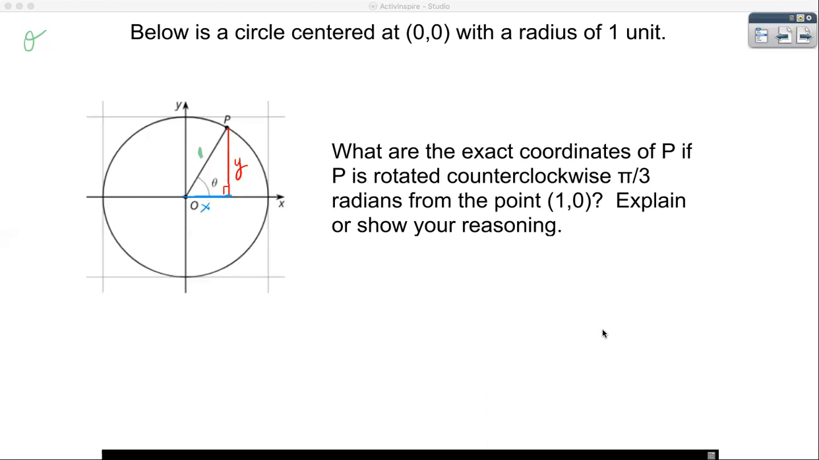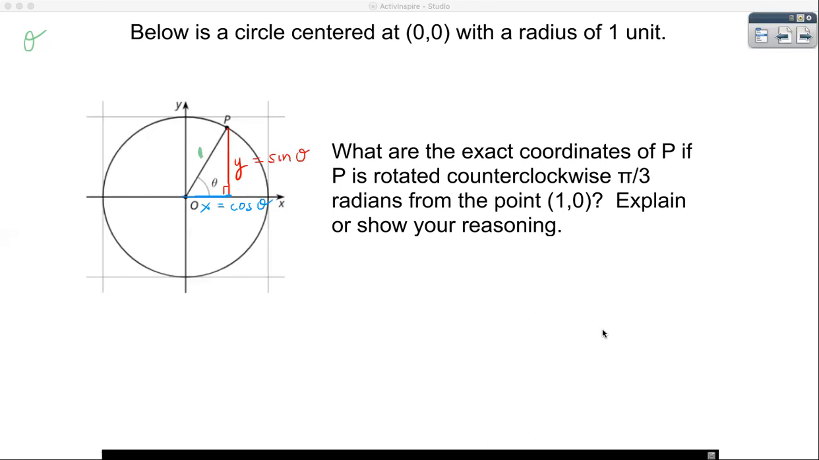Okay, so now what? Well, I have a right triangle. I know my hypotenuse, I'm given one side length, and I also know an angle measurement, right? I know theta. So knowing that information and thinking back to previous courses, I know that x is going to be the same thing as cosine of theta, and I also know that y is going to be the same thing as sine theta.